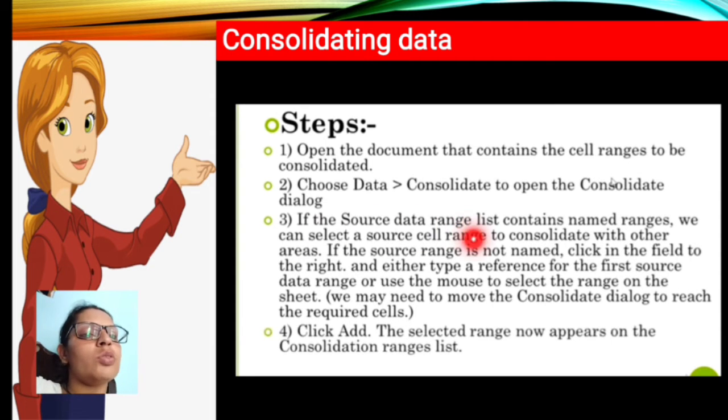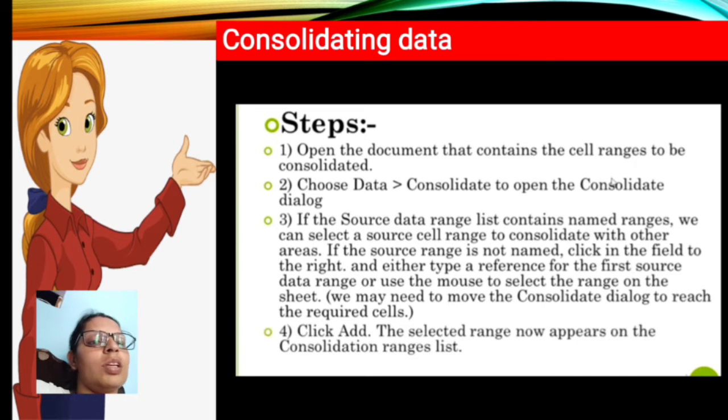If the source data range listed contains a named range, means if you have a list of items, then the name of those particular objects. So we can select the source range, consolidate with other areas. If the source range is not named, means the content you have has no name, then we work with the other areas. So there are different types of areas we use to consolidate.